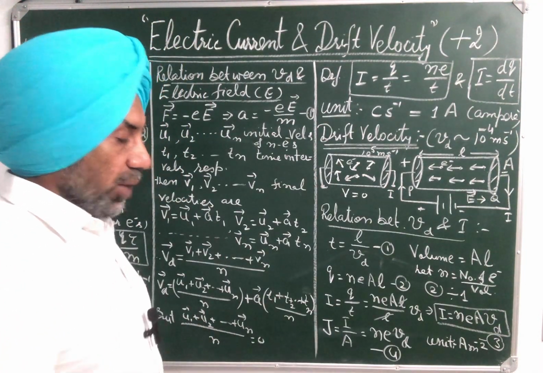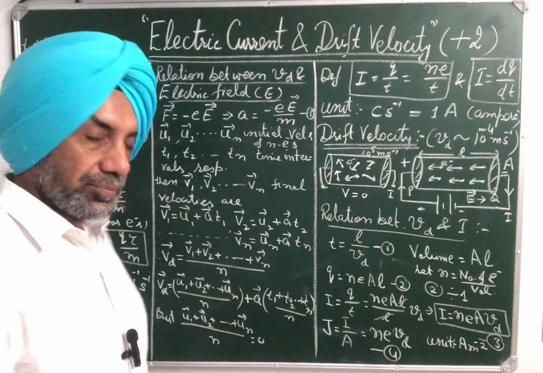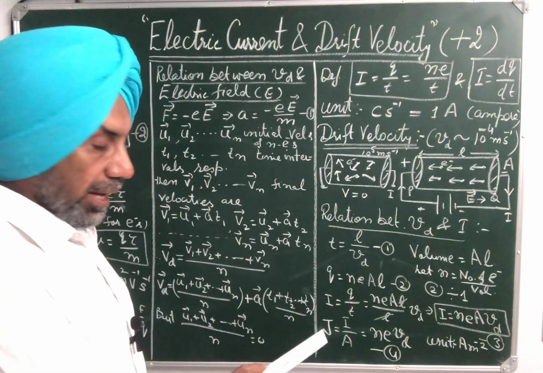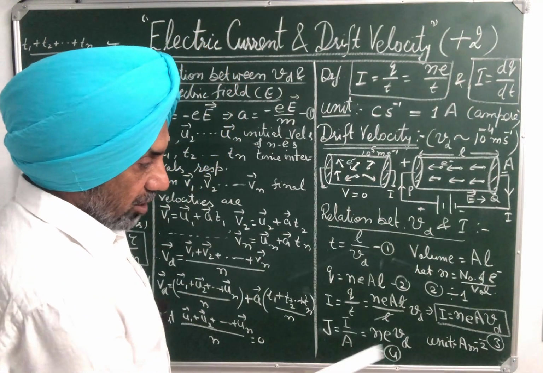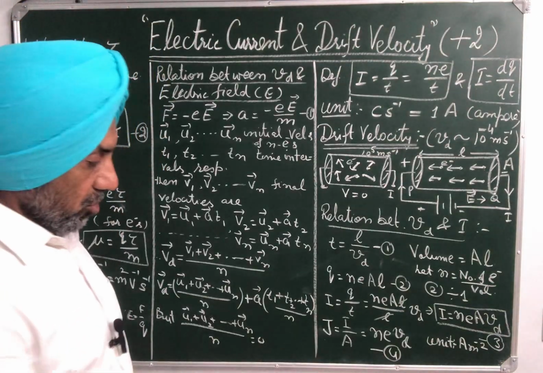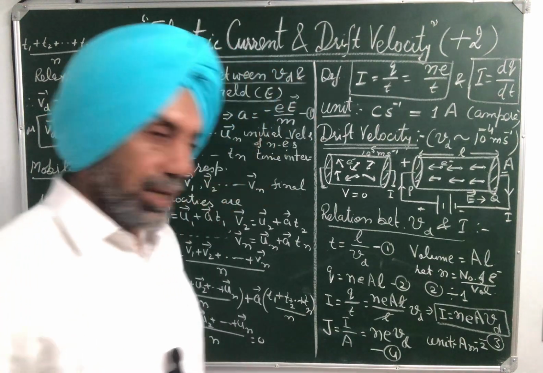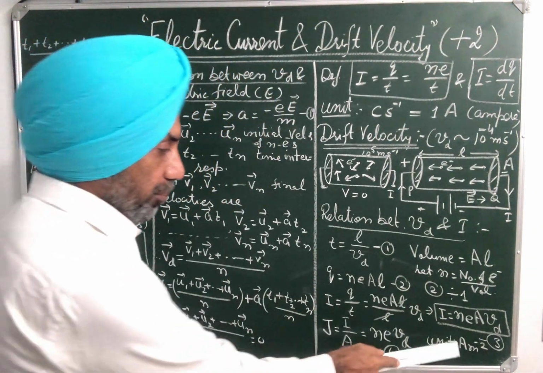Then if you have to find current density, so current flowing per unit area of the conductor is known as current density. So J is equal to I upon A. So from this equation, I upon A becomes NeVd. So this gives the expression for current density and drift velocity. And units of current density will be current upon area, that is ampere per meter square.